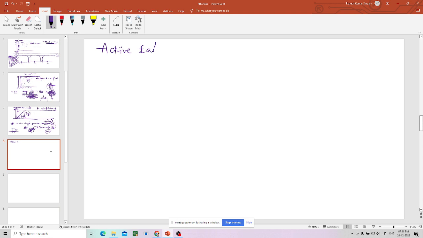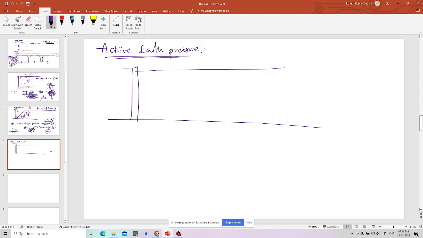Active earth pressure is the pressure exerted by the soil just before failure happens, when the wall is moving away from the soil. That is the definition of active earth pressure. Okay, this is soil. So when the wall is moving away from the backfill, the pressure exerted by the soil just before the failure is called active earth pressure. This is active earth pressure. So what is passive earth pressure?